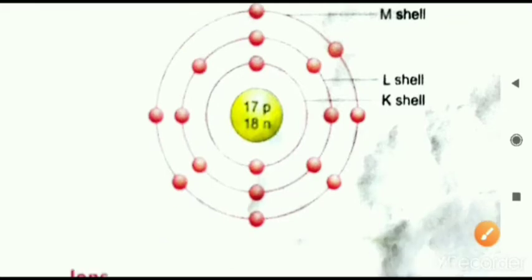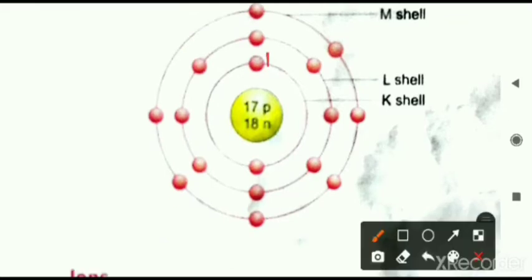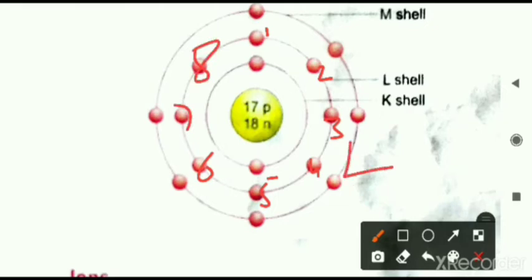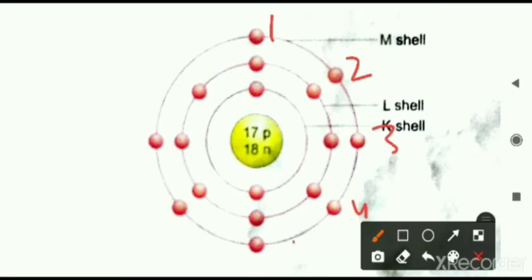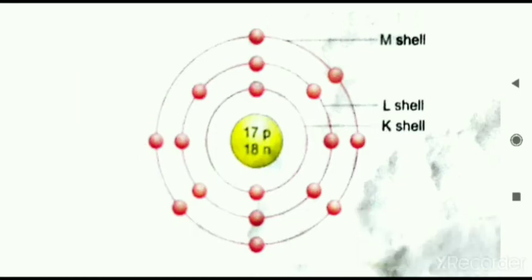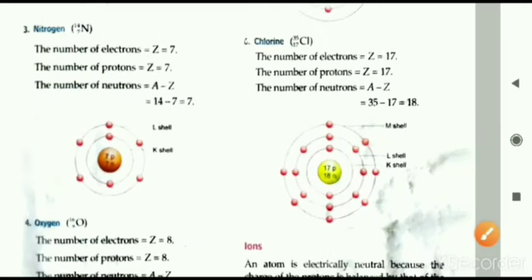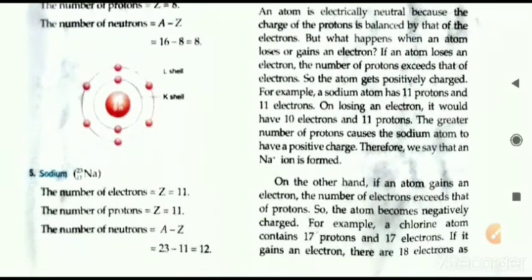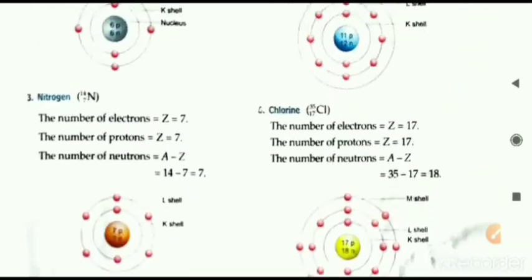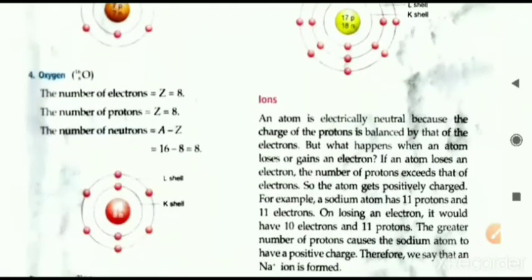This is for chlorine. Now you can see they have drawn 2 electrons, 1 and 2, in the K shell, followed by 8 electrons. You can count 1, 2, 3, 4, 5, 6, 7, 8. So 8 electrons are there in the L shell. Followed by this, you can see they have drawn 7 electrons in the next shell. Only 7 are there in the outermost, that is the M shell. Like this you have to draw the diagrams. You should be able to draw any of these diagrams. This is how the structures of different atoms are represented in the form of electron distribution.